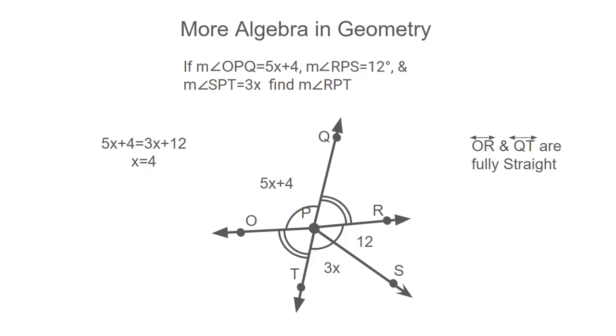Now, to find the measure of the angle, we can plug in x into the expression which we found earlier, which is 3x plus 12. So, plugging in 4 for x, we get 12 plus 12, or 24. So 24 degrees will be our solution.